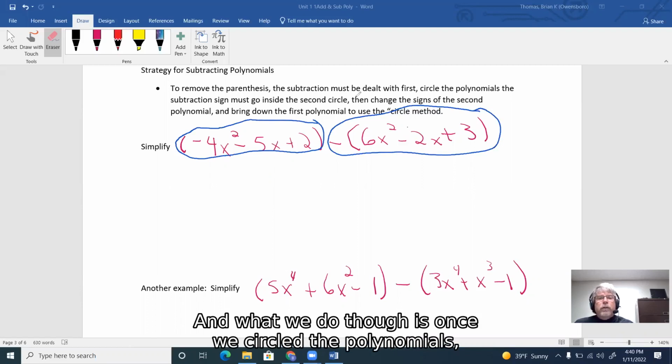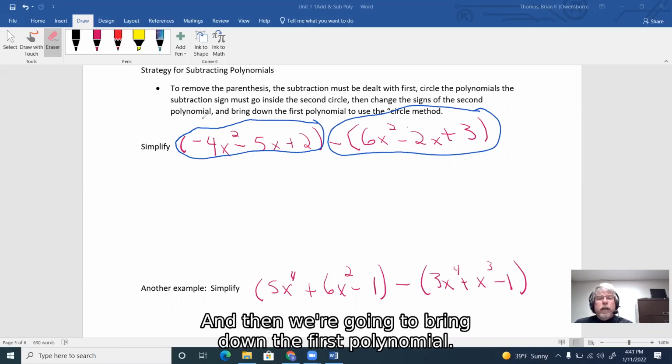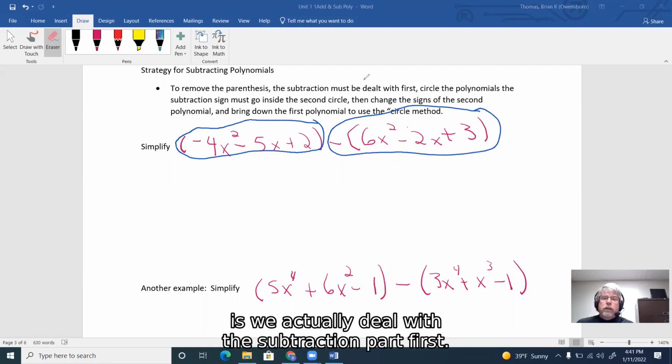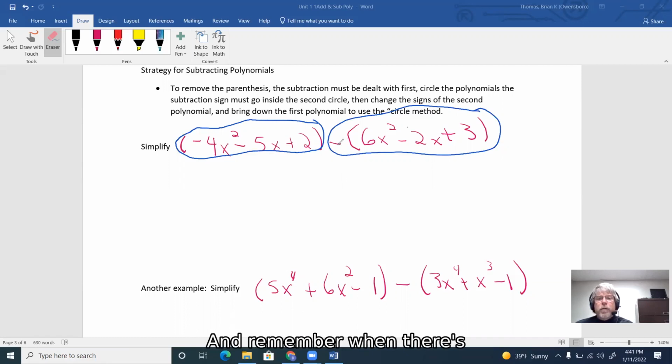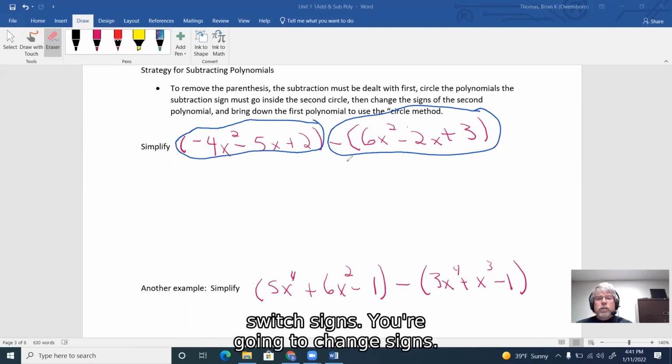And what we do, though, is once we circle the polynomials, we want to then change the signs of the second polynomial. And then we're going to bring down the first polynomial. And then we're going to use the circle method. So the way we actually approach this is we deal with the subtraction part first. And remember, when there's a dash in front of the parentheses, it means to take the opposite of what's in the parentheses. So everything inside the parentheses is going to change signs.